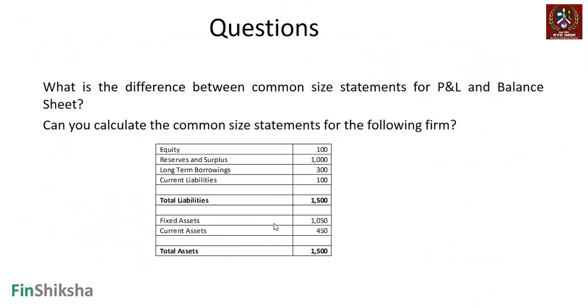That basically brings us close to the end of this particular session. A couple of questions as we end this section. What is the difference between common size statements for P&L and the balance sheet? Is there any difference? And can you calculate the common size statements for the following firm? The data is simple for this firm. Total liabilities 1,500, total assets of 1,500 divided between these numbers. As a hint, you just have to divide all these numbers by the total liabilities and divide all these numbers by the total assets, and you will get your answer, right?